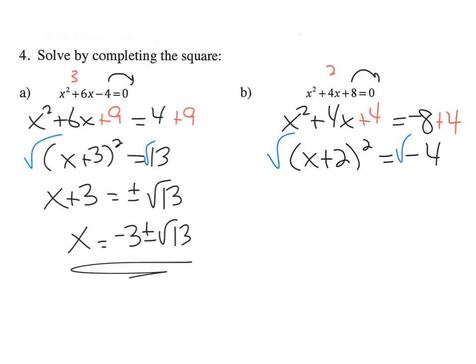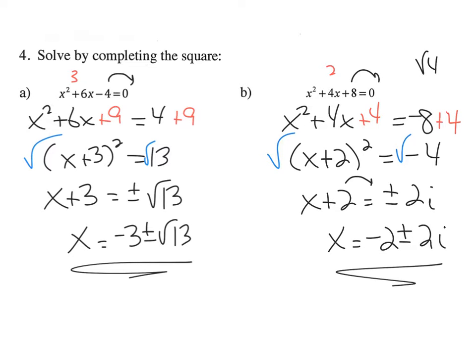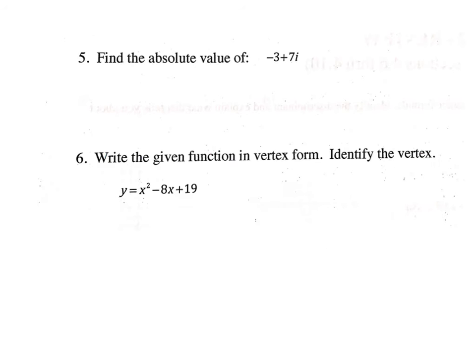Square root both sides. You get x plus 2 equals plus or minus. Now, got to take out an i because it's negative, but that would leave the square root of 4, which is 2. To finish up, I'm just moving that 2 over. It's going to go in the front. It's going to make it negative 2 plus or minus 2i. All there is on that one.